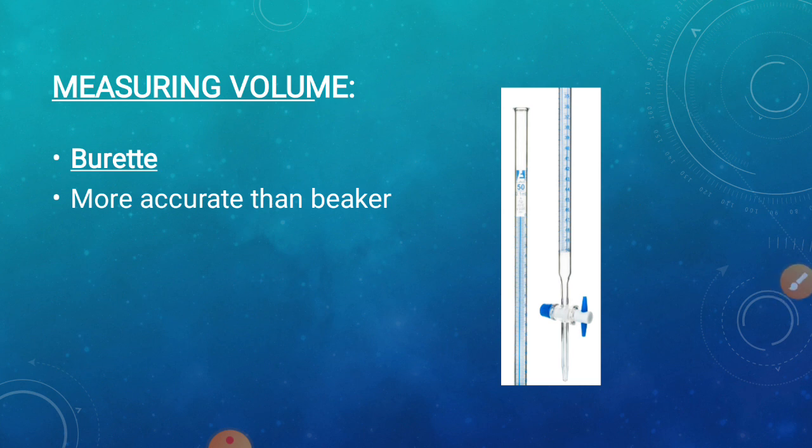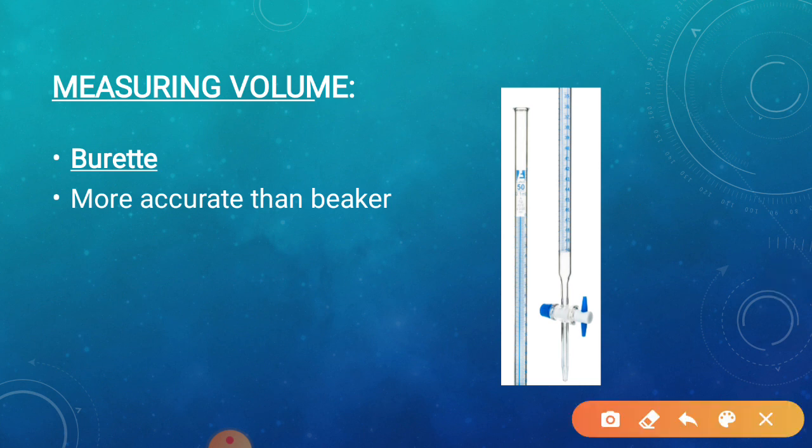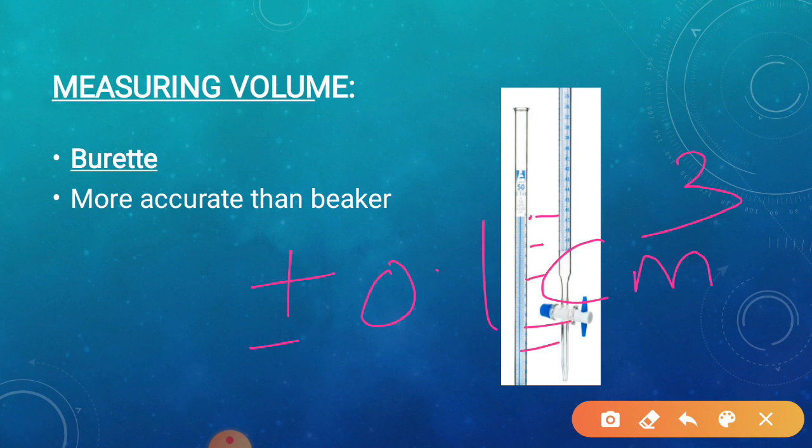You can also use a burette. It is also more accurate than a beaker. It accurately measures out the volume of a liquid to the nearest plus minus 0.1 centimeter cube. The scale is marked in 0.1 centimeter divisions.